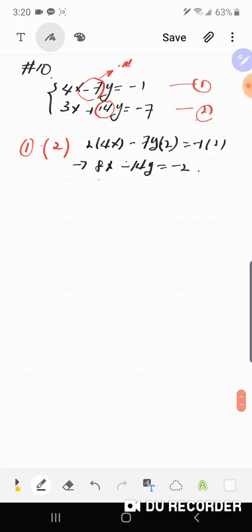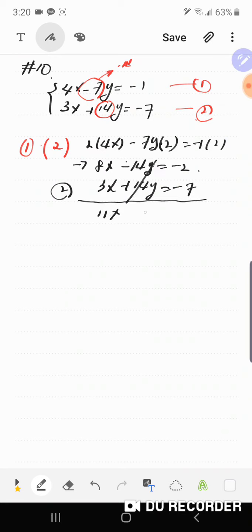Then this is 8x minus 14y equals negative 2. And the second equation is 3x plus 14y equals negative 7. So once you add these two, the y terms cancel out, right? So we have to multiply the first equation by 2. So 2 is the solution. Get the answer for this question.